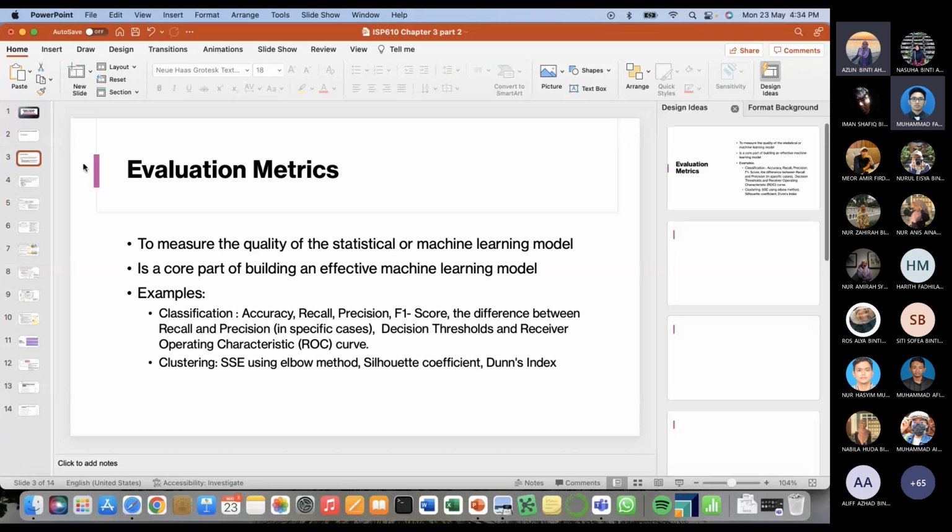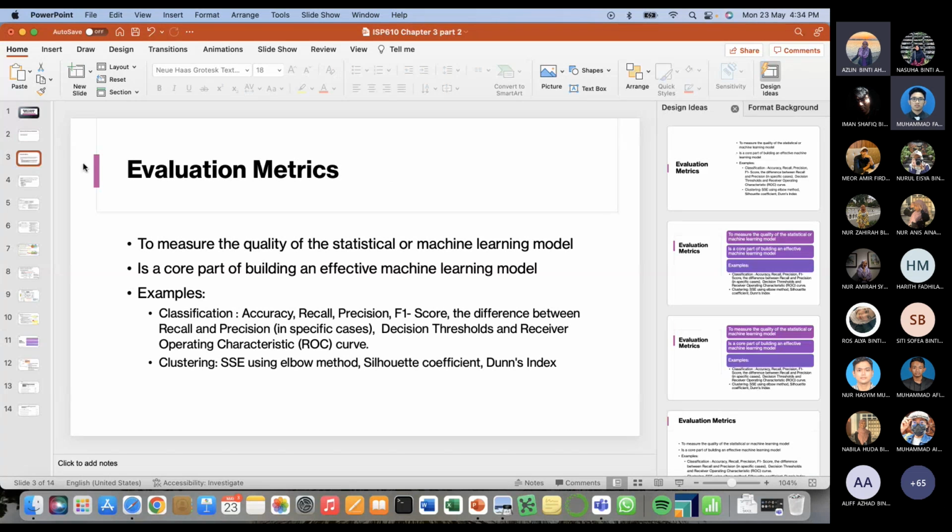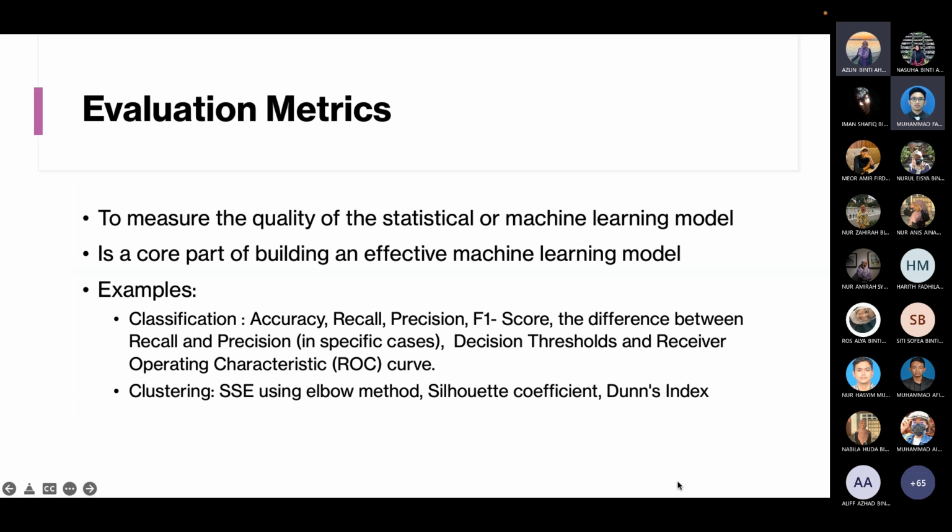Okay, so let's look at the evaluation metrics. These evaluation metrics are used to measure the quality of your model. So it doesn't matter if you use statistics or the machine learning AI model, you kena pakai evaluation metrics to measure how effective your model is. Okay, the quality. So untuk tentukan kualiti tu, kita kena tentukan.